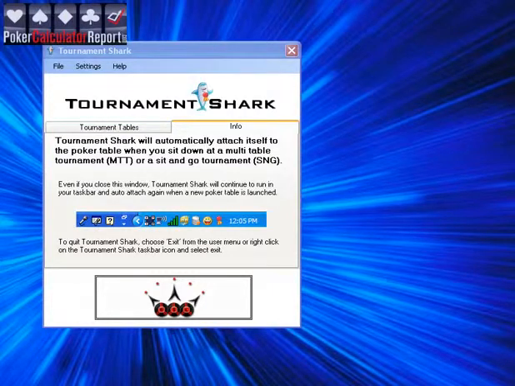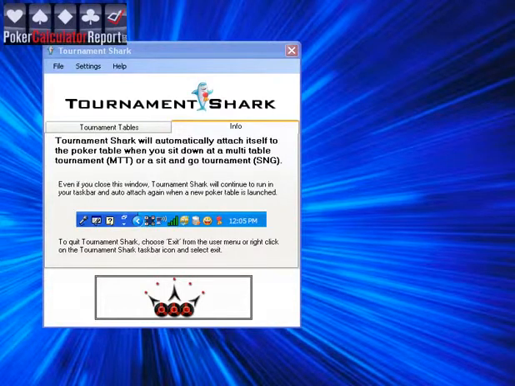As far as access goes right now, PokerStars and Full Tilt Poker, all of their tournaments are available, and the multi-table tournaments on Poker Room and Absolute Poker. Of course, Tournament Shark adds sites as the program is developed, but the big two are on there, so if you play on either one, this might be something to look at.